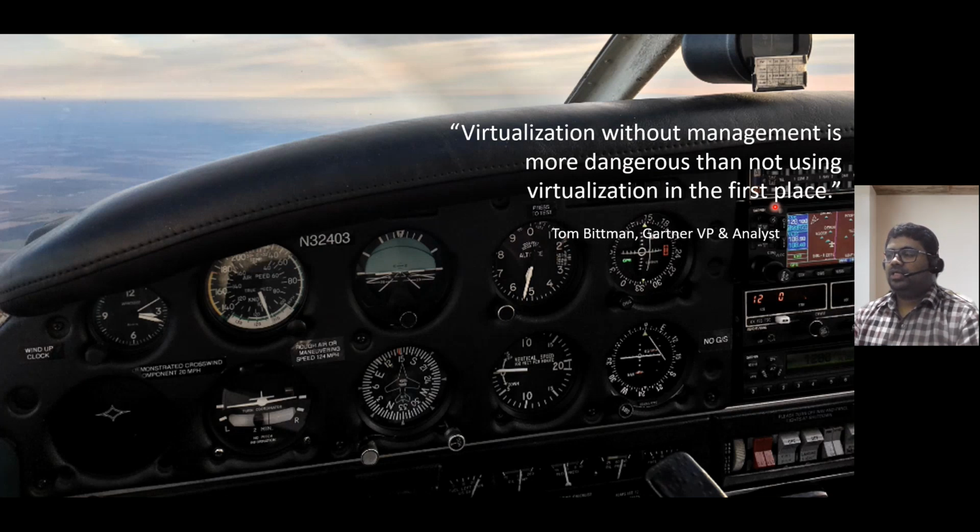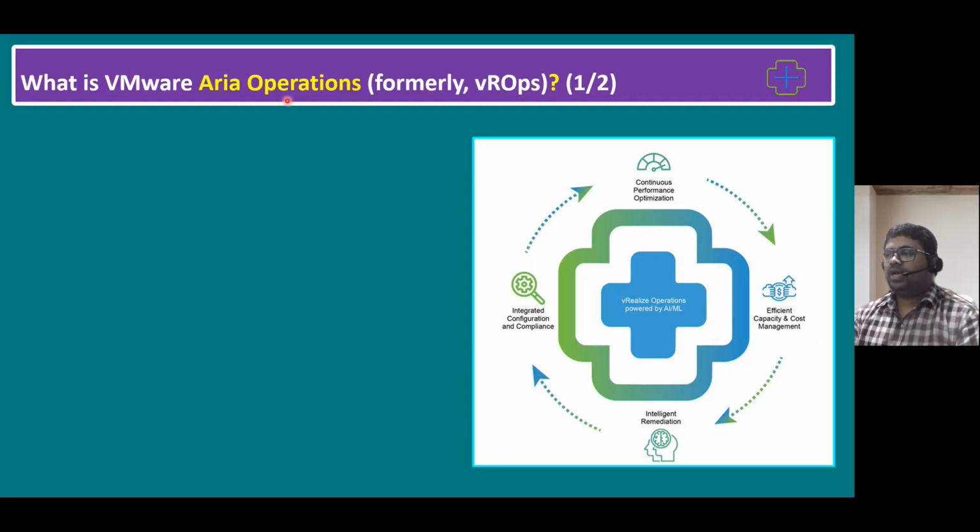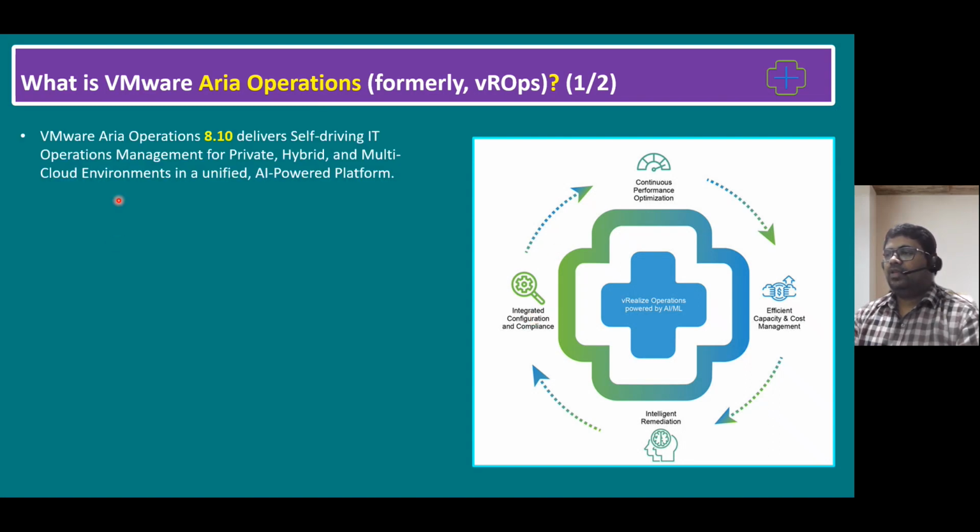Now let's understand what is VMware Aria Operations. The definition we can understand first. VMware Aria Operations 8.10 delivers self-driving IT operations management for private, hybrid cloud and multi-cloud environments in a unified AI, artificial intelligence powered platform. So that's the reason I mentioned in the diagram VMware vRealize Operations powered by AI/ML, machine learning.